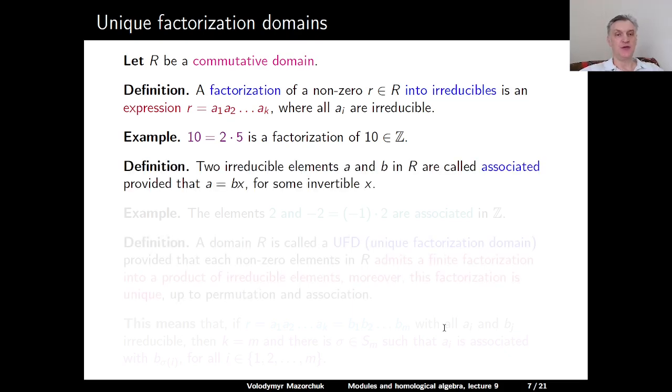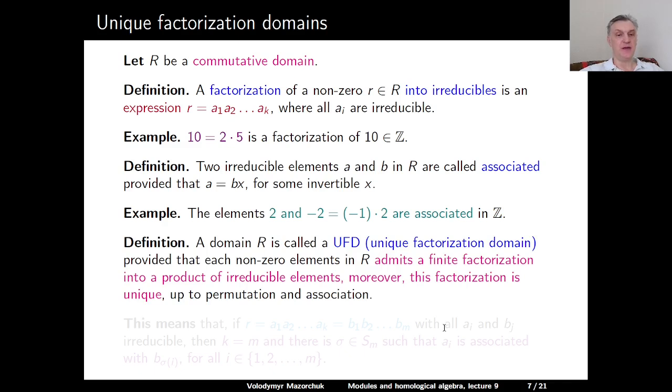Definition: two irreducible elements a and b in some ring R are called associated, provided that a is equal to bx for some invertible element x. So we always assume that R is a commutative domain during this lecture. Example: the elements 2 and minus 2 are associated in the ring of integers. This is because minus 2 is equal to minus 1 times 2, and minus 1 is invertible in Z.